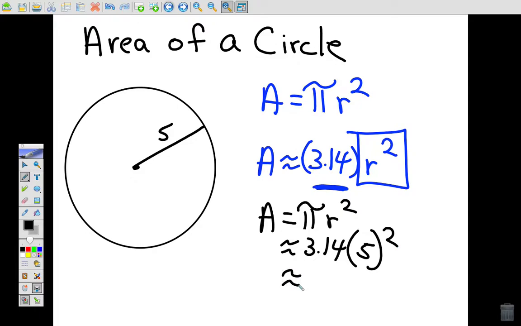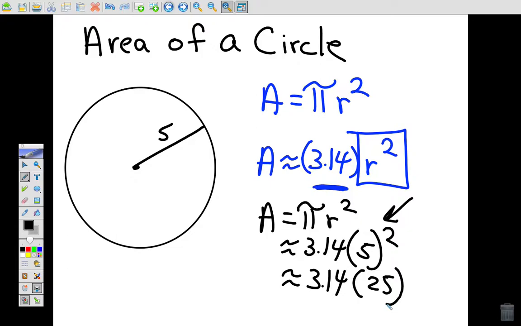So how do you square a number? How do I take 5 and square it? Remember, when you square a number, that means to take the 5 times itself. 5 squared means 5 times 5, or in other words, 25. So you're going to take 3.14 times 25. Now in this particular one, I'm not going to finish that out, but all you have to do is take the 3.14 times the 25, and you have your area of the circle.